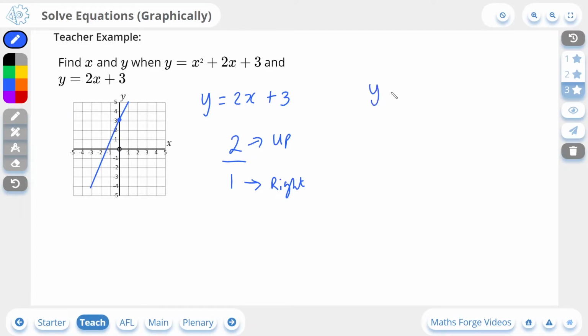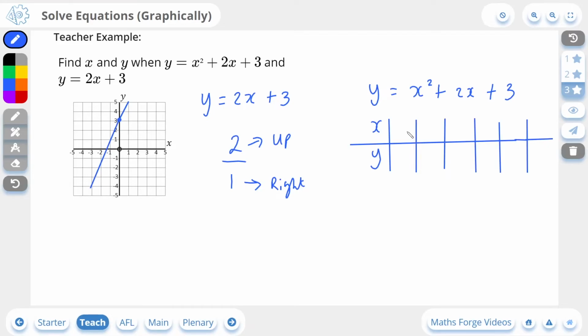Now we need to draw our graph for y equals x squared plus 2x plus 3. How we do this is as follows. So now to plot my quadratic graph, I'm going to use an x and a y table to do this. I'm going to make sure I have enough room for 6 values. And now I'm going to choose my values for x. So I'm going to choose -2, -1, 0, 1, 2, and 3.